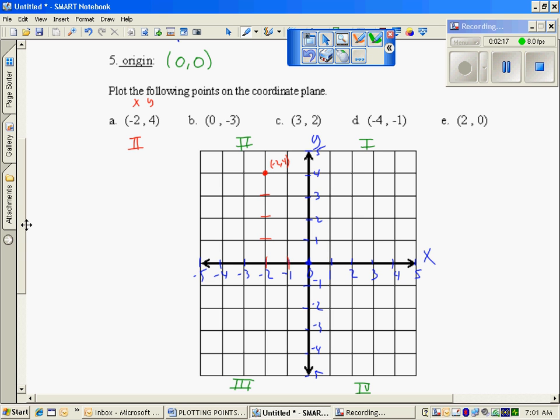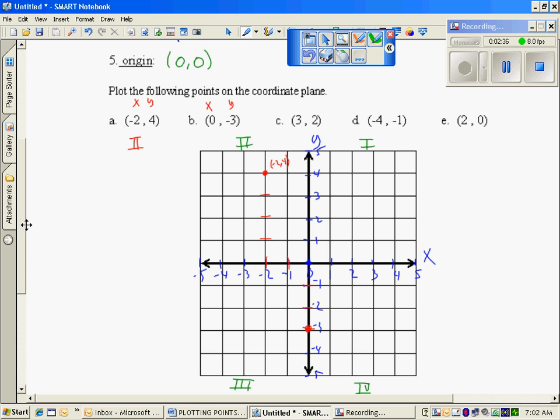(0, -3) says don't move left or right at all. So you're staying at the origin, and you move down 3 for the y direction. That puts you right here, right on the y-axis. We call that a y-intercept. It's not in quadrant 3, and it's not in quadrant 4.